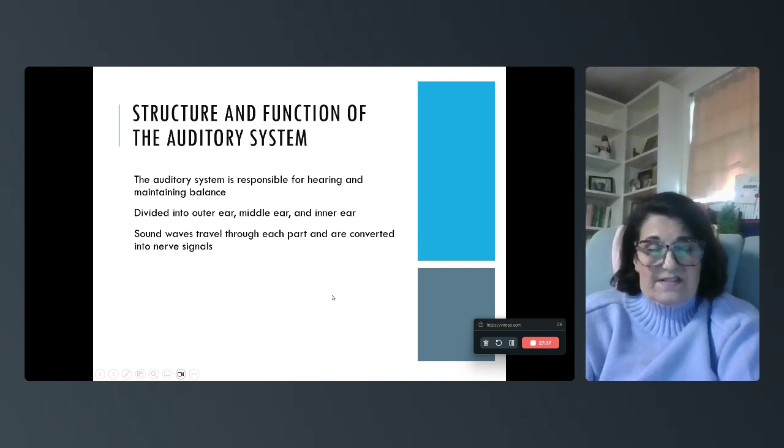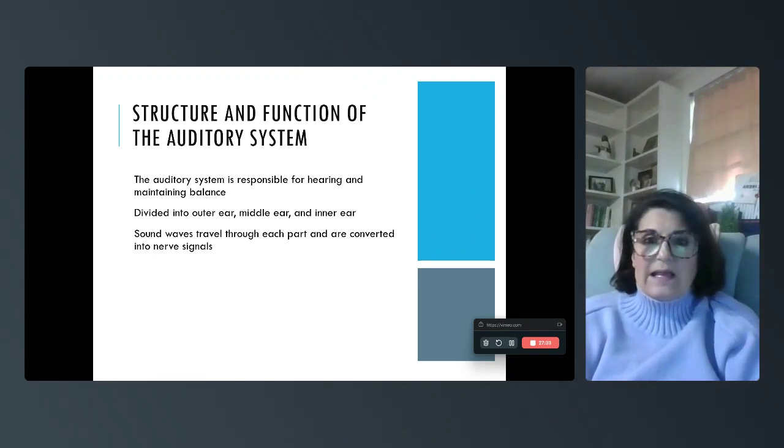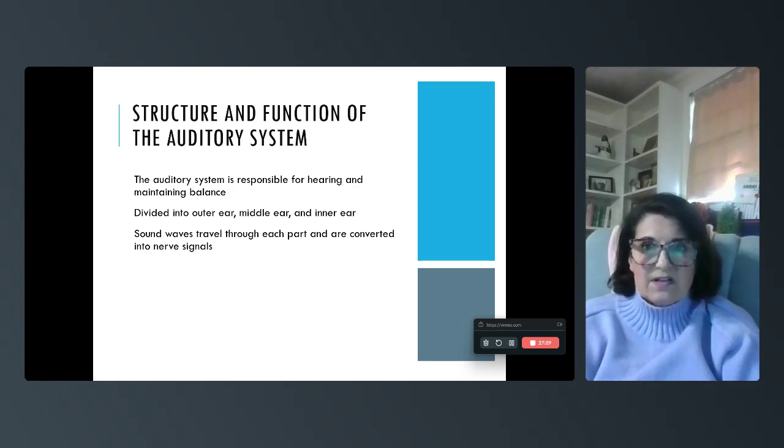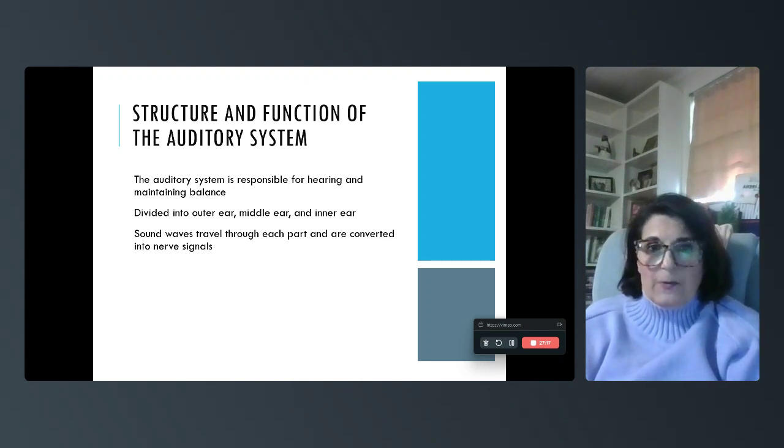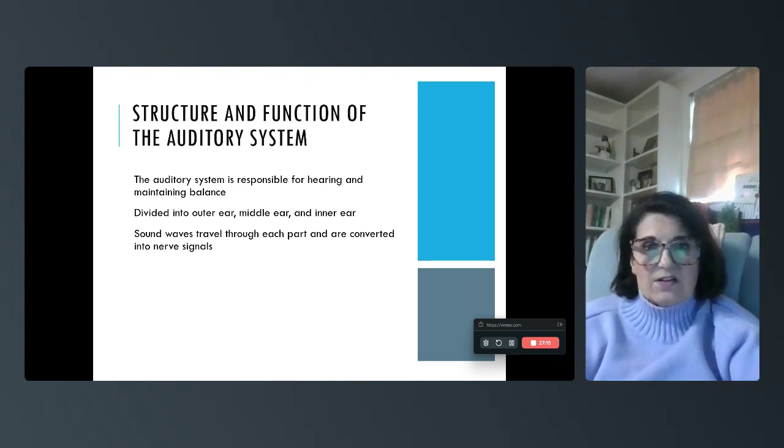The auditory system, because we're also doing the auditory system this week, is responsible for hearing and maintaining balance. So the auditory system is not just for hearing, but also maintaining balance. It is divided into the outer ear, middle ear, and inner ear. So the ear is 3 parts. Sound waves travel through each part, and they're converted into nerve signals.